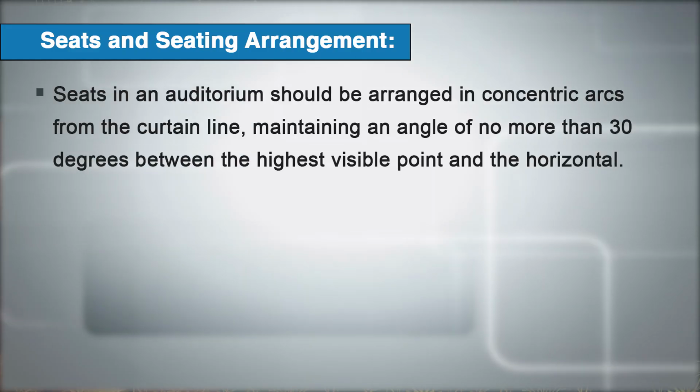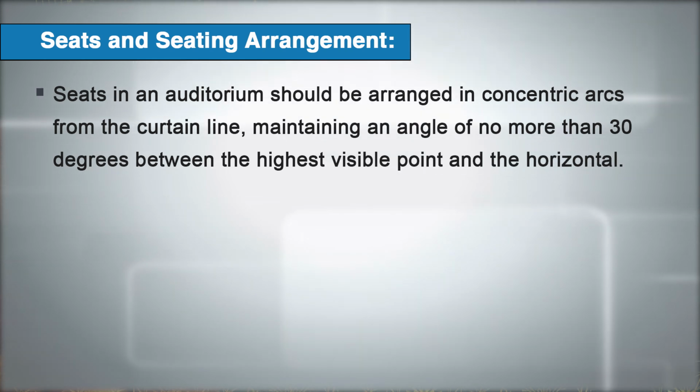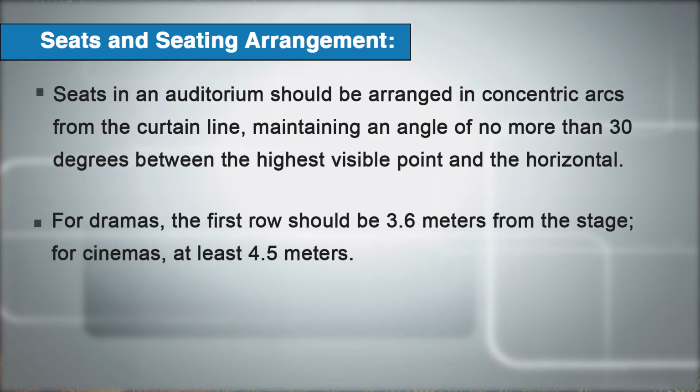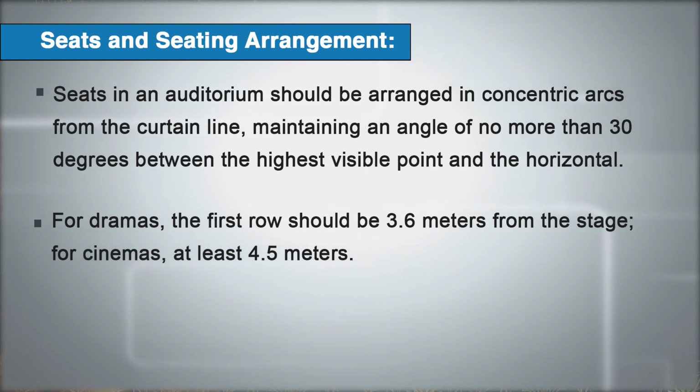Now, we will take seats and seating arrangement. Seats in an auditorium should be arranged in concentric arcs from the curtain line, maintaining an angle of no more than 30 degrees between the highest visual point and the horizontal. For dramas, the first row should be 3.6 meters from the stage. For cinemas, at least 4.5 meters. Seat width should be 45 to 56 centimeters with a back-to-back distance of 45 to 106 centimeters. Seats should be staggered for clear visibility with upholstery for consistent acoustics.